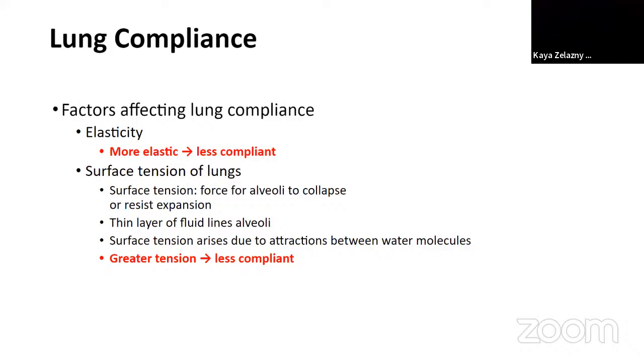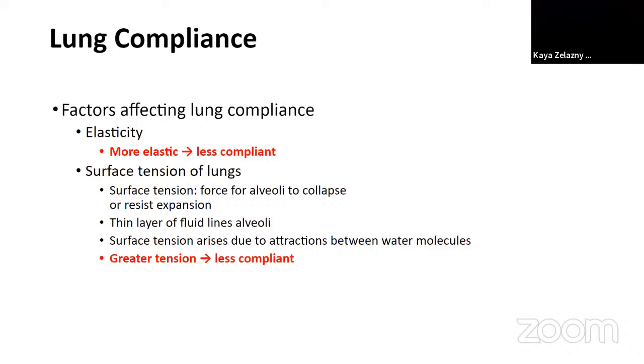Another thing that affects compliance that we didn't think about before is the surface tension. So the alveoli do have fluid inside them, right? We've humidified and warmed our air in the conducting zone. We want there to be humidity in the air. But this means that we have a thin layer basically of water in the alveoli. And I think you've probably done those experiments where you put water droplets on a penny so that you can see how it creates a little dome because water has surface tension.